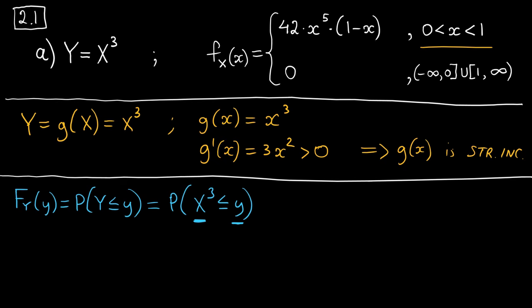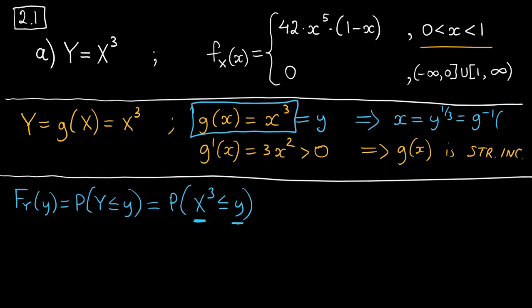So what is the inverse function? Well, let's take a look. g of x is x cubed. In other words, y is equal to x cubed. Now we just need to solve this for x. And we have that x is equal to y to the power 1/3. And this is our inverse function, g inverse of lowercase y. That's our inverse function. And now we can apply this inverse function to x cubed and y to take them back to the range of x. Okay, so let's do that.